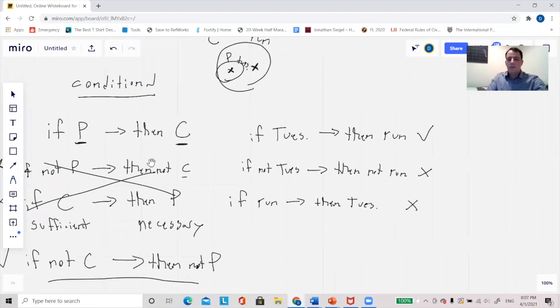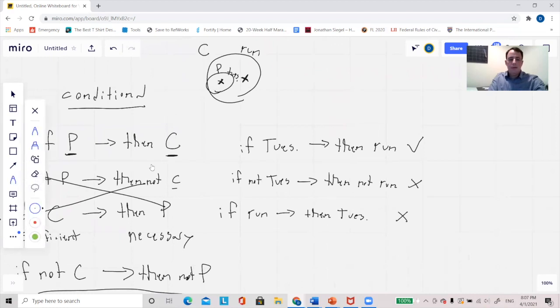To demonstrate that, we look at our example. If I didn't go running, then it must not be Tuesday night, because there's no way that I can put an instance outside of this running circle and have it also be within my Tuesday circle. So if I don't go running, then it must not be Tuesday.